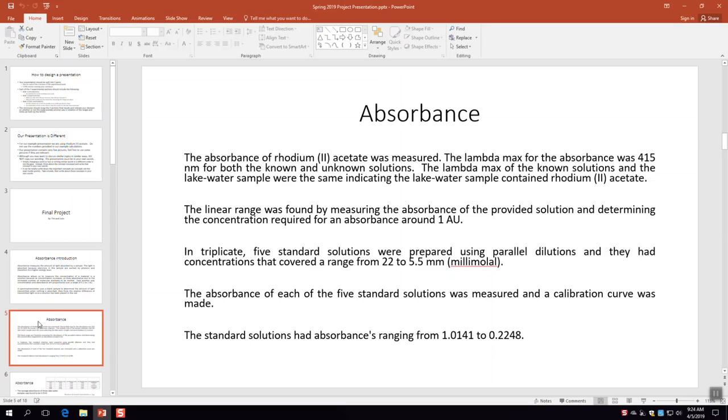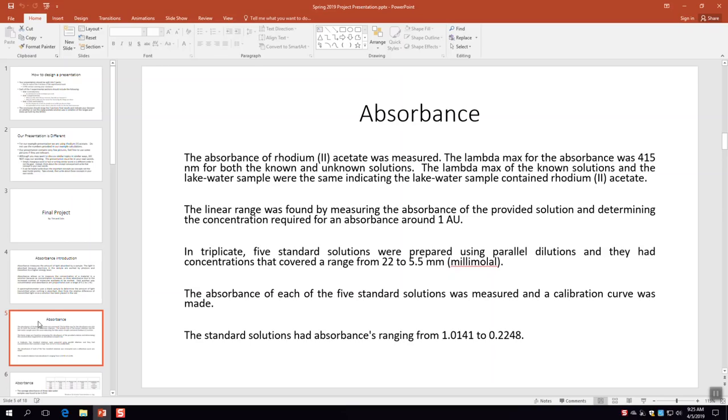We found the linear range by measuring the provided solution and diluting it until the concentration was on our linear range between 0.1 and 1. Once we did that, we, in triplicate, made 5 standard solutions using parallel dilution, and they covered a range of around 22 to 5.5 millimolal. Once we had the absorbance of each of those 5 standard solutions, we made a calibration curve using the average values, and we found that the standard solutions on our particular curve had a range from 1.01 to 0.22.